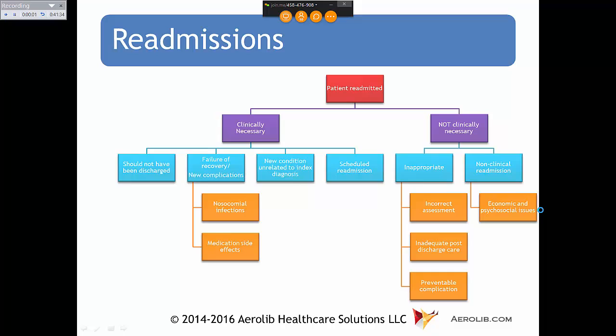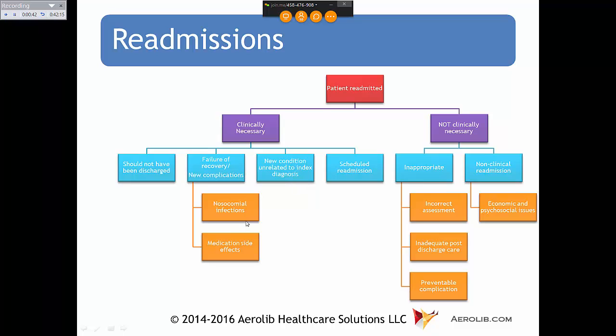Now, we had made this flow chart on when a patient is readmitted. Essentially, when you look at the purple boxes, was that readmission clinically necessary, or was it not clinically necessary? When we go down the pathway of clinically necessary, the question is, should this patient have been discharged on day 2, day 3, or could we have kept them another day? Or is there a failure of recovery, or are there new complications? Those are clinically necessary admissions. Someone with CHF had an ICD, comes back with ICD firing or a 10-second ventricular tachycardia. There is no way to predict that will happen 2 days after discharge.